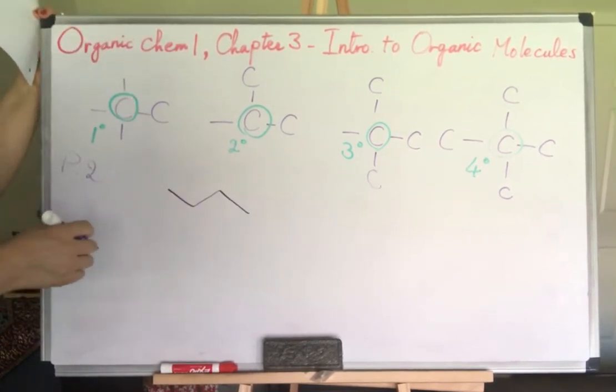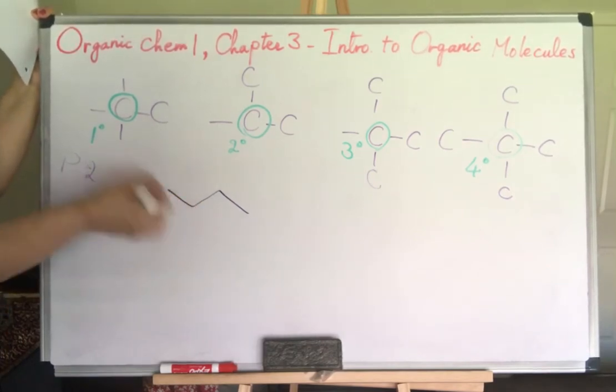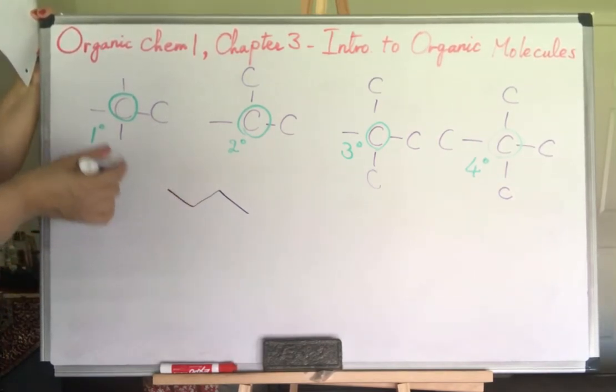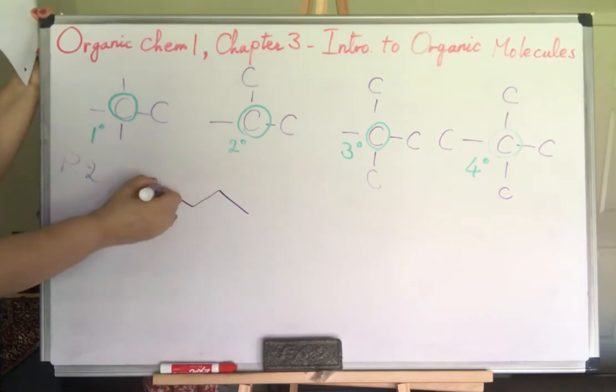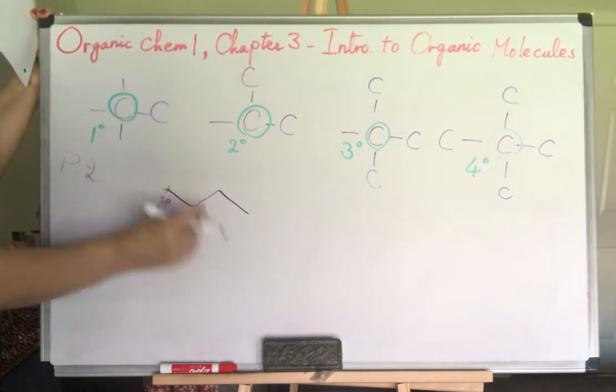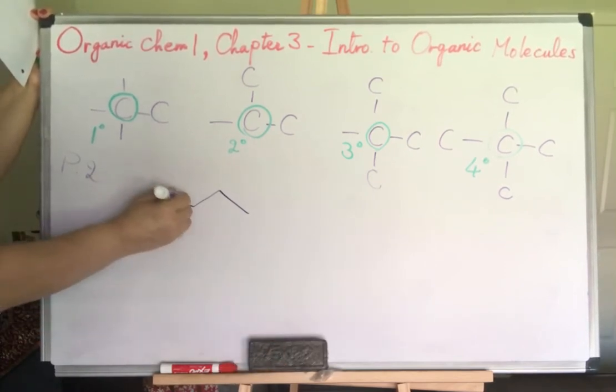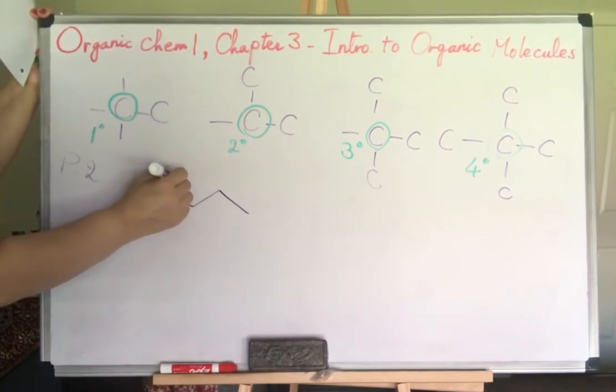Okay, we have to determine the sp3 carbons first. You remember in the skeletal structure, we do not show the hydrogens. So this carbon should be connected to 3 hydrogens because they're all single bonds. So this is an sp3 carbon. Let's mark the sp3 carbons first.